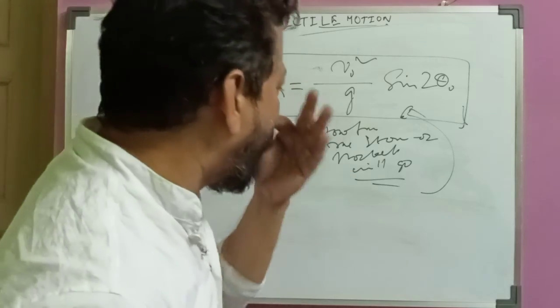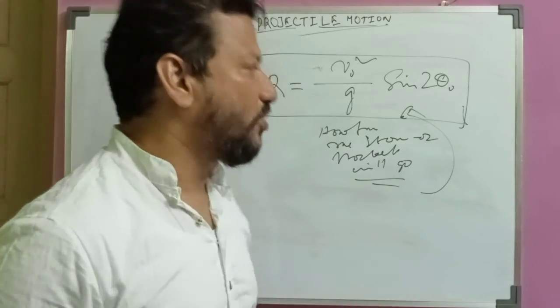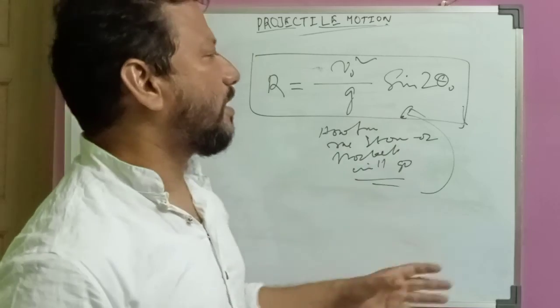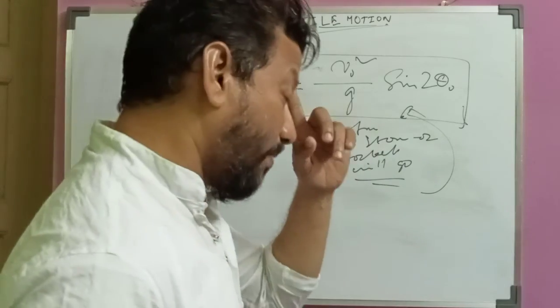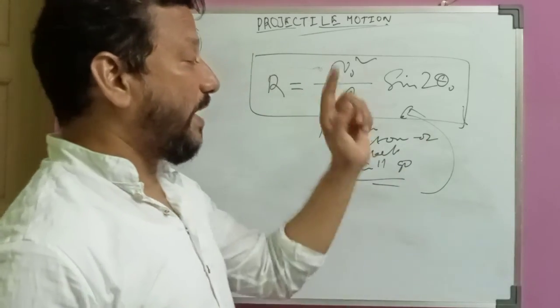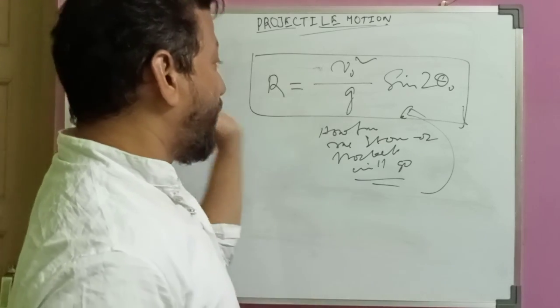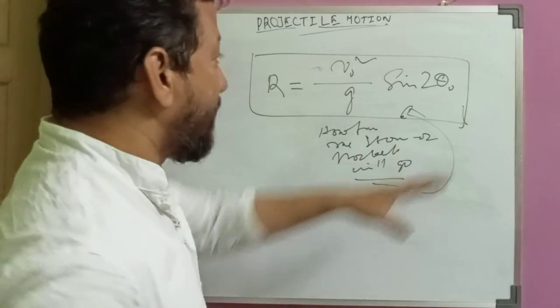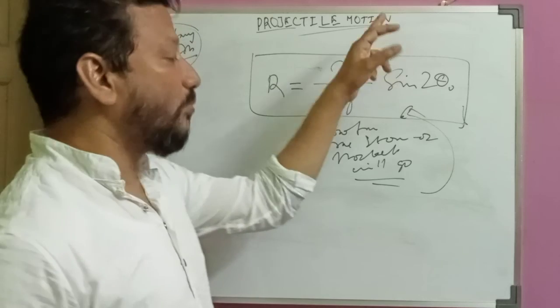So what we have learned: horizontal motion, vertical motion, and their formulas. Horizontal acceleration is 0, always keep in mind. Vertical acceleration is minus g. We got the trajectory path as well as the range. These are the basic formulas of projectile motion.